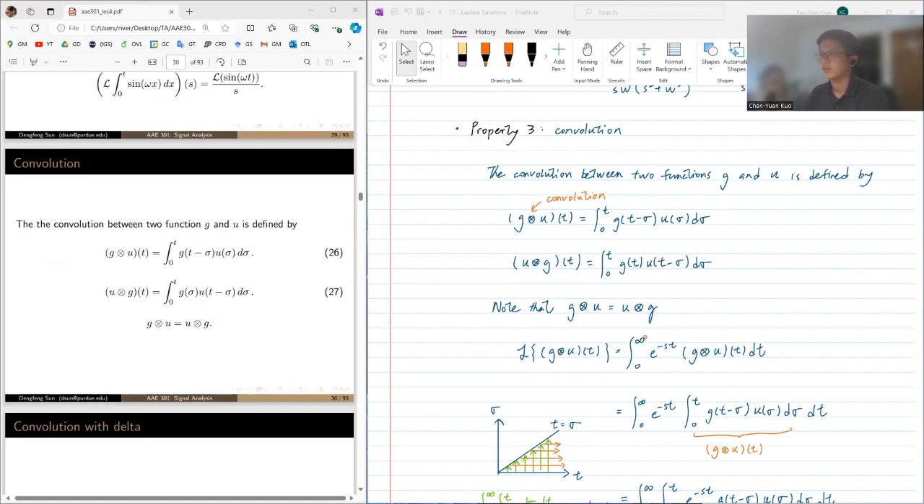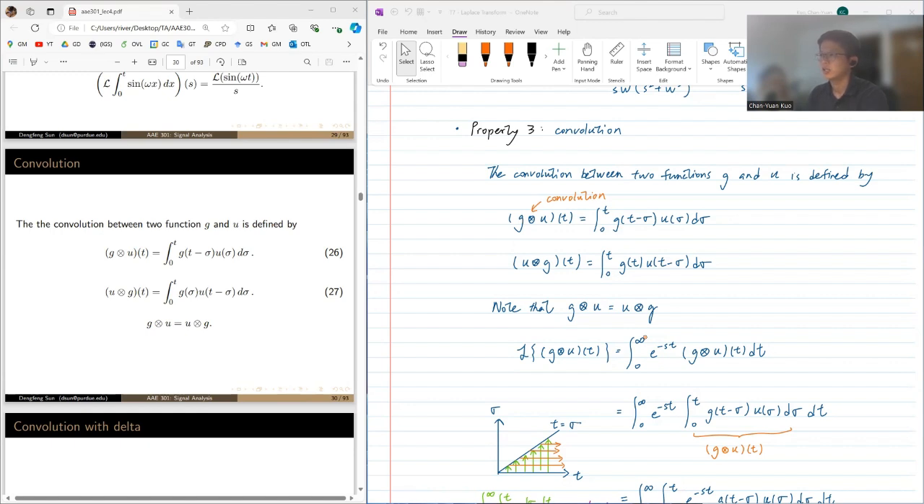Now let's take a look at the third property of the Laplace transform, the convolution property. First, let's review what a convolution is. The convolution between two functions g and u is defined as follows. The convolution between g and u is equal to the integration of g of t minus sigma times u of sigma from 0 to t with respect to sigma.